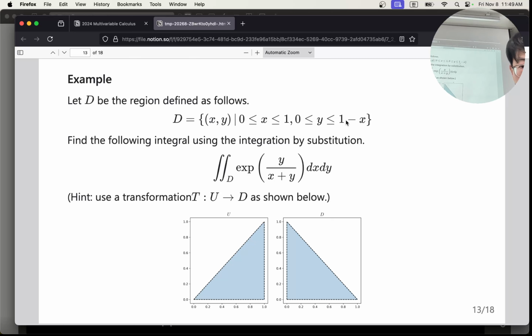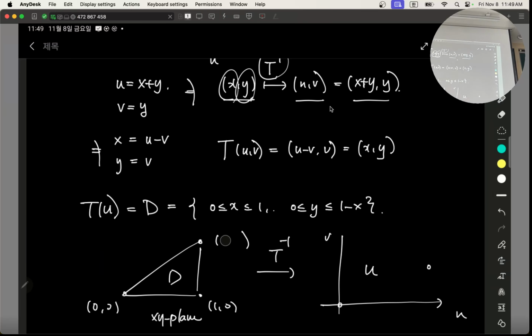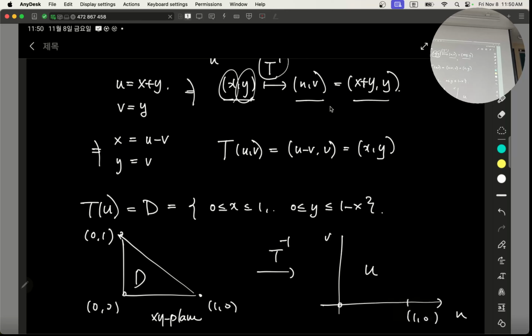Oh, sorry. D is not this one. Sorry, I made a mistake here. So D is not this one. D is this one, right? This is D. So the vertex is (0, 1). So where does (1, 0) go? (1, 0) goes to (1, 0). And where does (0, 1) go? (0, 1) goes to, yes, (1, 1) here. Okay, so that's my U.